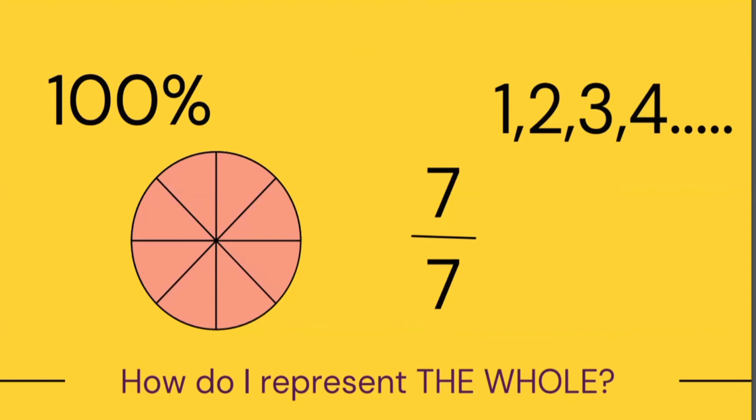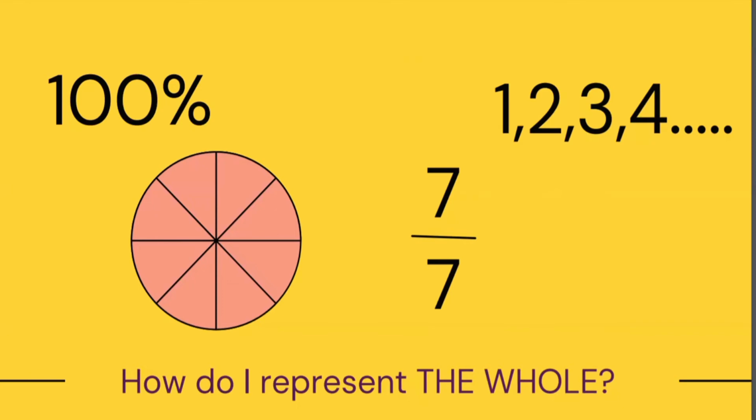I have drawn a diagram. So here you see I have divided the circle into 8 equal parts, and each of the parts is shaded. So 8 out of 8 parts is shaded. So that's the entire shape. So that's also the whole. I have used a fraction, 7 out of 7 parts. That's the entire thing being shaded.